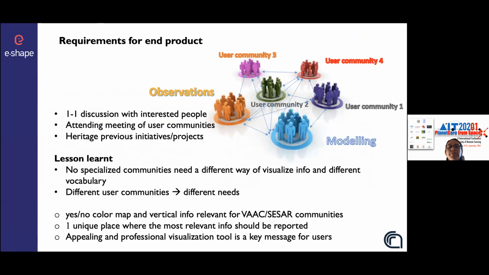All this information is interesting and is produced in an independent way, and is really to be integrated into our pilot. And for doing that, we went to the users to understand the requirements for the end product. So there was some communication with the user community. First of all, we had one-to-one discussions, so direct contact with interested people and potential users, but also the e-shape community of this pilot attended some meetings of the user community to get a feeling for what they need.